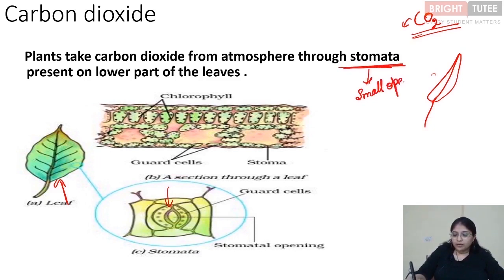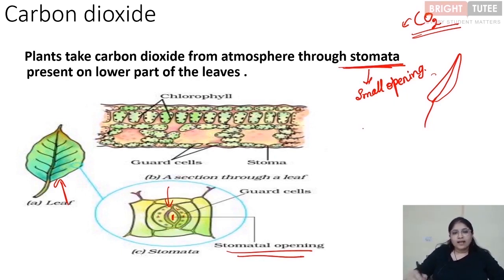This is a small opening which is guarded by the guard cells, right? So this is the small opening that is called the stomatal opening, and these two cells right over here are called the guard cells. So this is the stomatal opening and these two cells are called the guard cells, right?